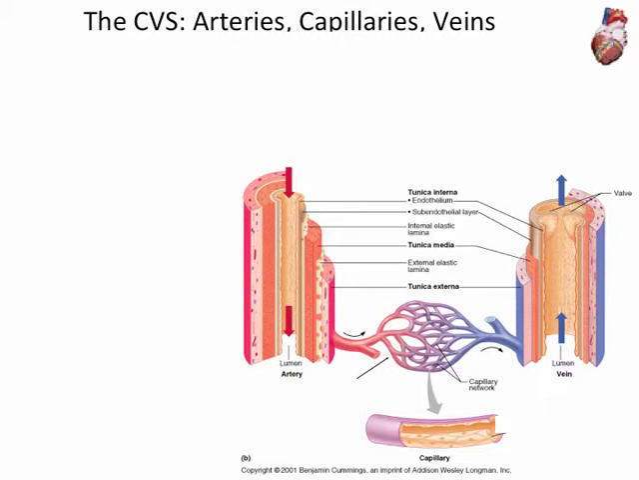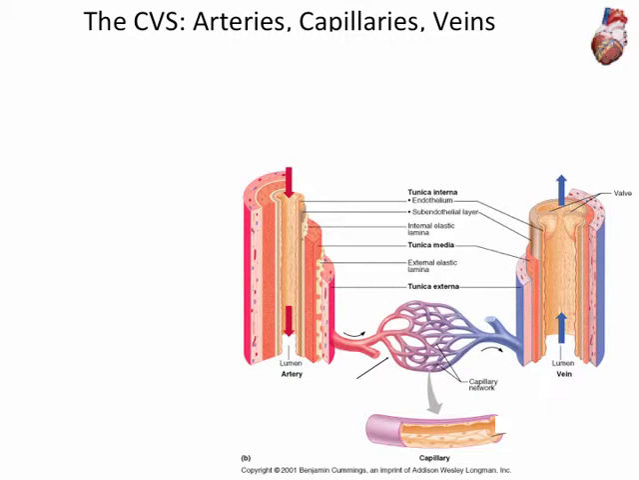So, if you look at the cartoon, on the left side is an artery, and you can see it's got three tunics. There's a tunica interna, which is the innermost tunic. There's a tunica media, which is the middle tunic, or tunic is Latin for coat. And then there's a tunica externa, which is the external layer of the blood vessels.